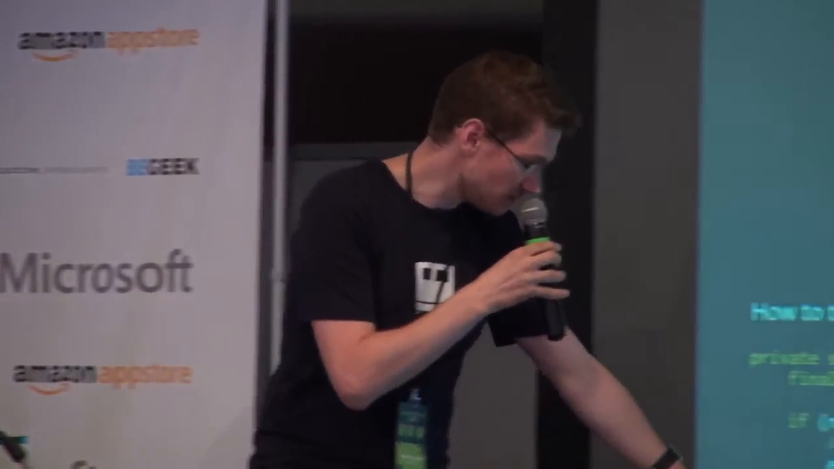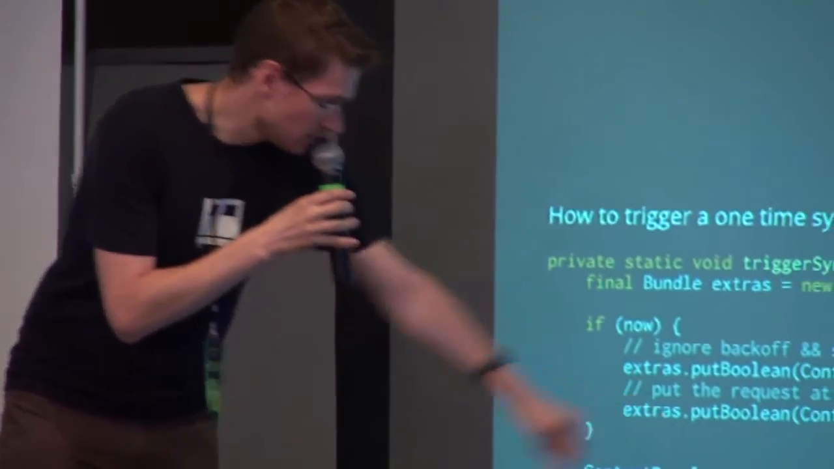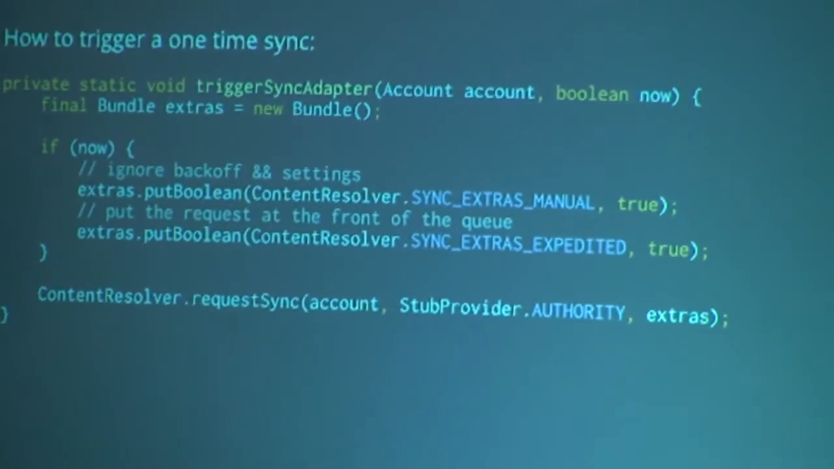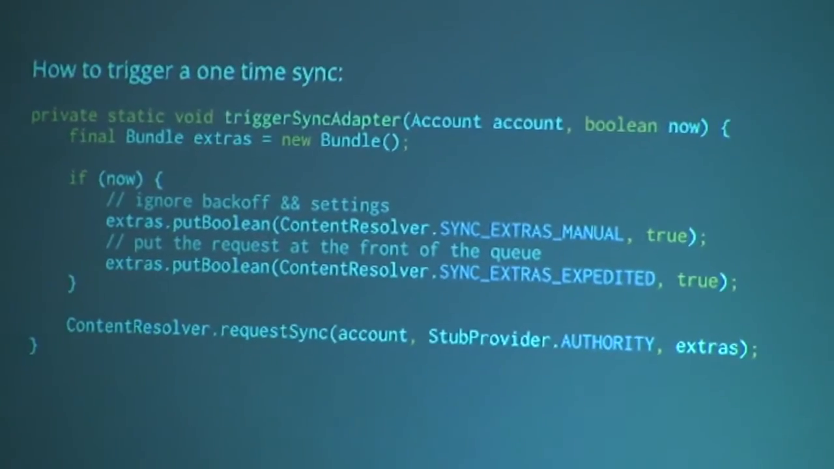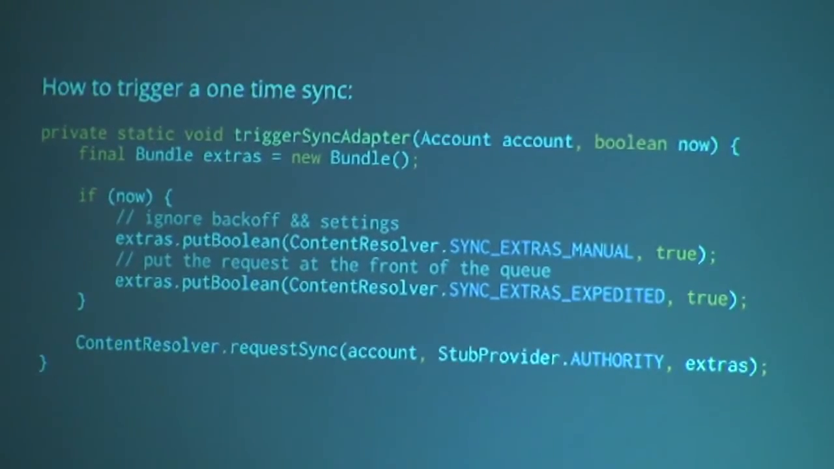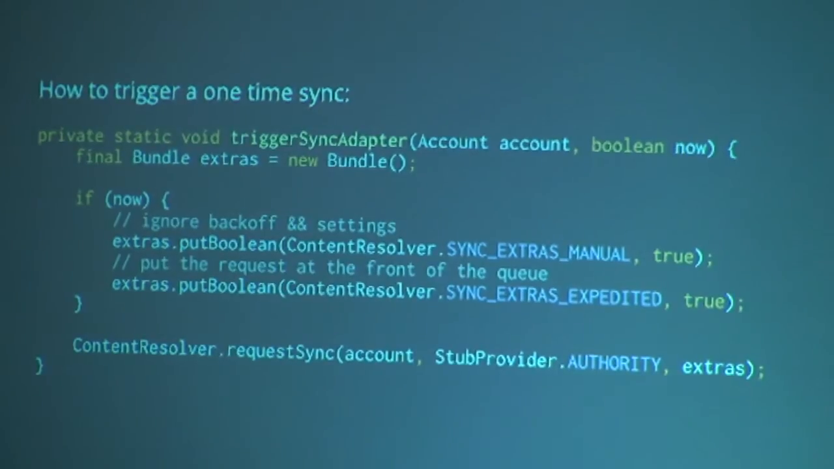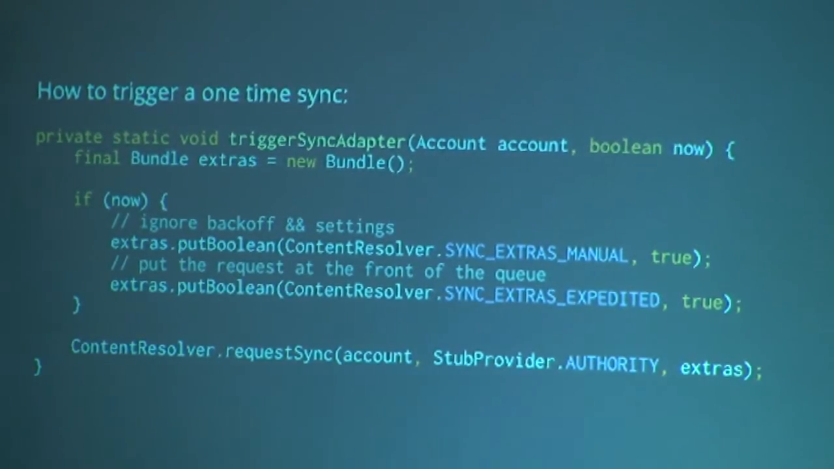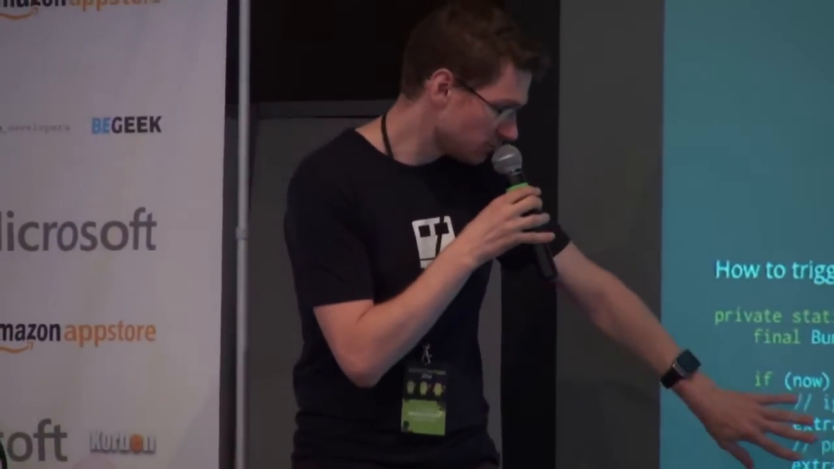If you want to trigger the sync, you just have to call requestSync on the content resolver, for one account, for an authority, so your provider, and you have some metadata that you can add. In the metadata here, we have one solution. If you want to trigger a sync later, we don't know when, you can just pass null or a new bundle. If you want to trigger it now, immediately, then we need two parameters.